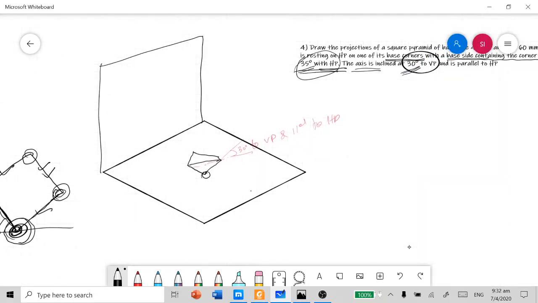When this solid is resting in this way, what are the front and top views? This is the question here. For drawing the simple projection, we need to make the axis perpendicular to VP first. Then you can see the square base in the front view. In the front view, we can see the base view of the solid, and in the top view, we can see the lateral view of the solid. Let's go and solve the problem.